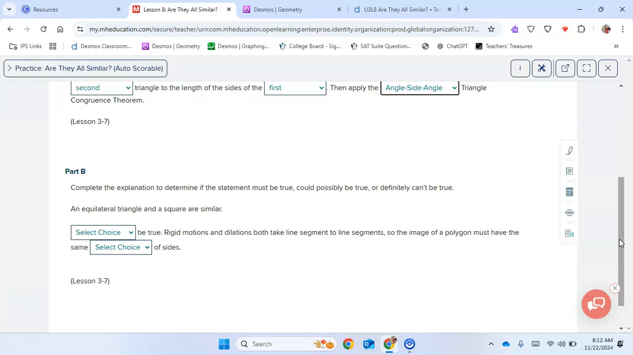Complete the explanation to determine if the statement must be true, could possibly be true, or definitely can't be true. An equilateral triangle and a square are similar. That cannot be true. A triangle is not similar to a square, so definitely can't. Rigid motions and dilations both take line segments to line segments, so the image of the polygon must have the same number of sides. A square and a triangle don't have the same number of sides.